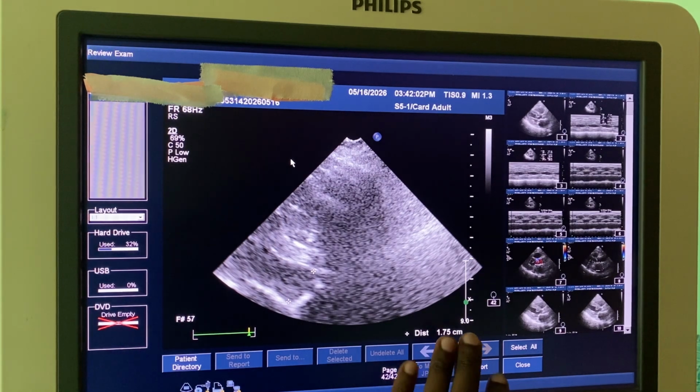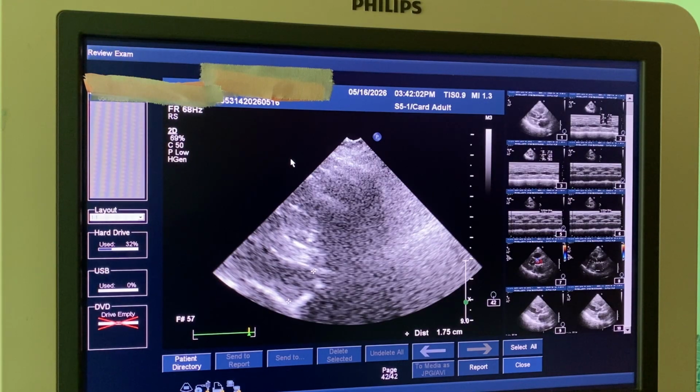So we got the diameter as 1.75. Write it. LVOT diameter, 1.75 centimeters. So we have the LVOT diameter. We measured the other side too. We traced it for LVOT. We have this as the diameter.